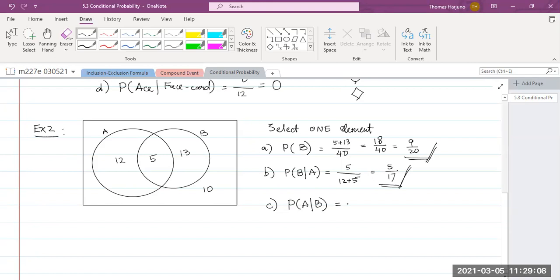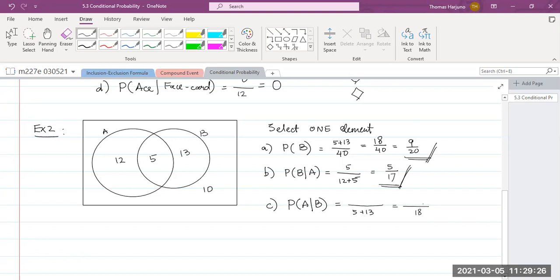So let's see the denominator first. How many elements do we have in B? How many elements do we select from? In B, there are 5 plus 13 elements, right? There are 18 elements in B.